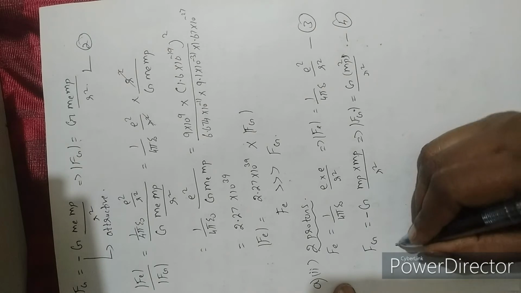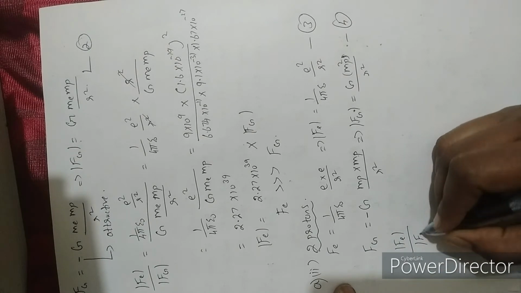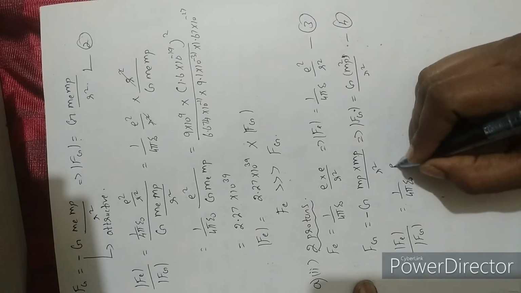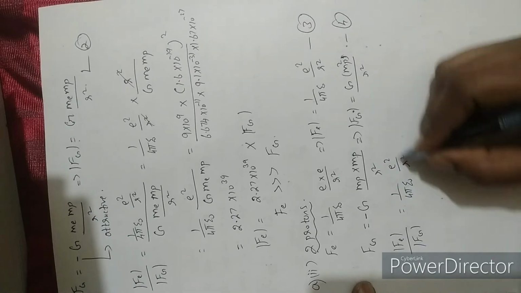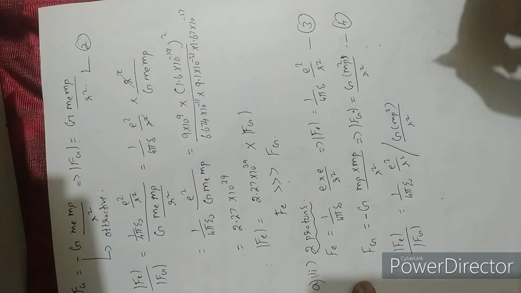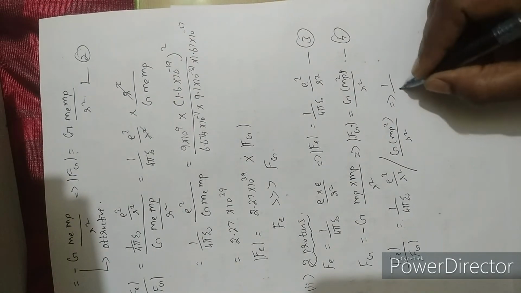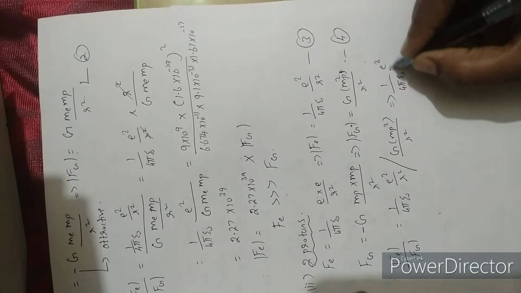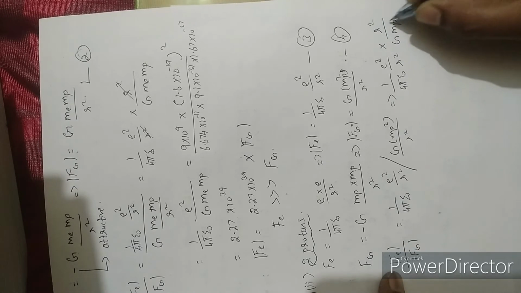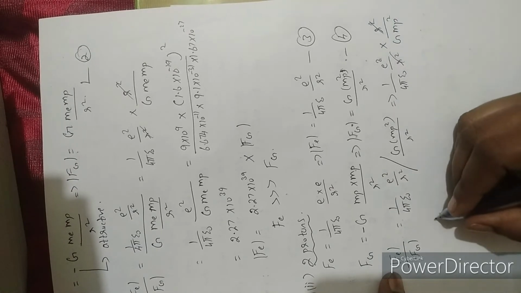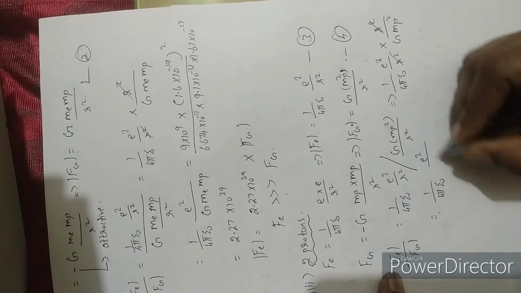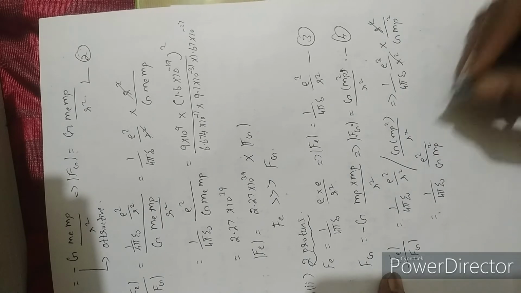Now, again let's find the ratio between magnitude of Fe and magnitude of Fg, right? So, what is Fe now, children? 1 by 4 pi epsilon naught E square by R square, the whole divided by G into mp square divided by R square, right? So, let me rewrite it. 1 by 4 pi epsilon naught E square by R square into R square divided by G into mp square. R square and R square will get cancelled off, and you will be getting only 1 by 4 pi epsilon naught E square divided by G into mass of the proton, the square, right?